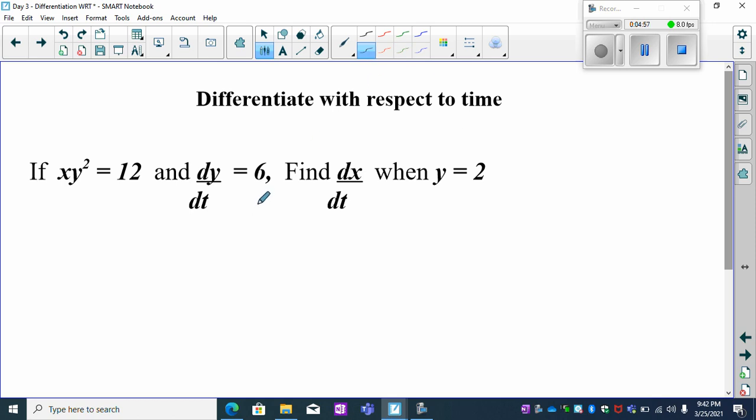Okay, I want to differentiate with respect to time. So I have this equation, xy squared equals 12. If I differentiate that with respect to time, think of this as x times y squared, all right? So it's a product rule.